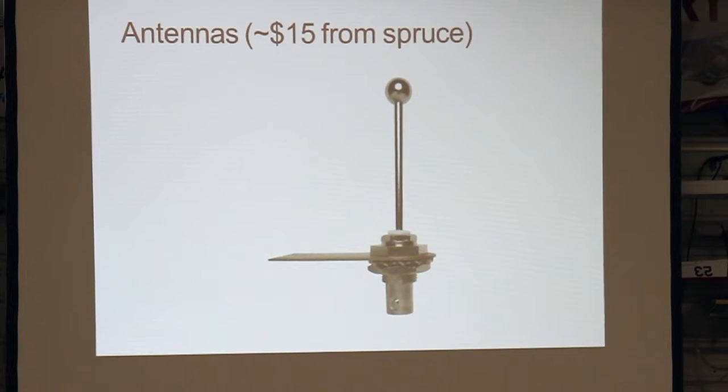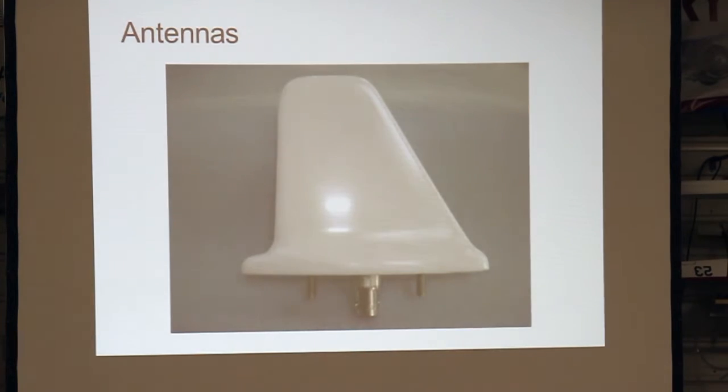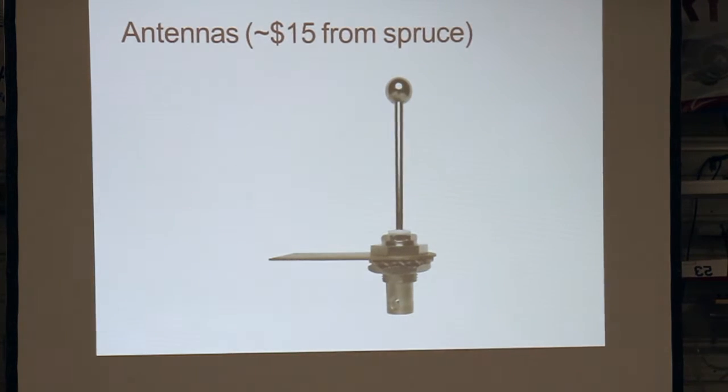It looks like a transponder antenna. They call it an ADS-B antenna. It's $15. You can get one of these. It's meant for 978.